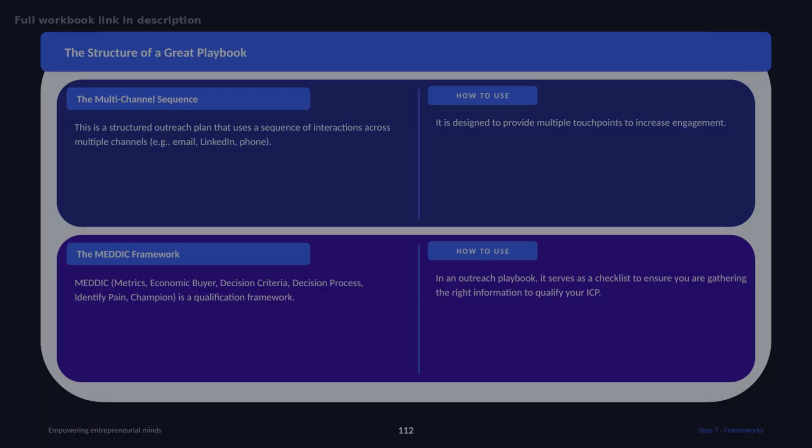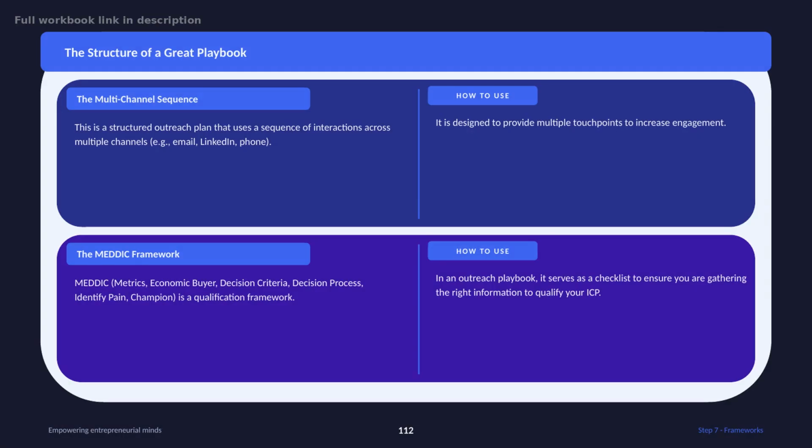The first is the multi-channel sequence, a structured outreach plan that spreads your touchpoints across email, LinkedIn, and phone, giving you multiple chances to actually land instead of relying on one channel to work every time.